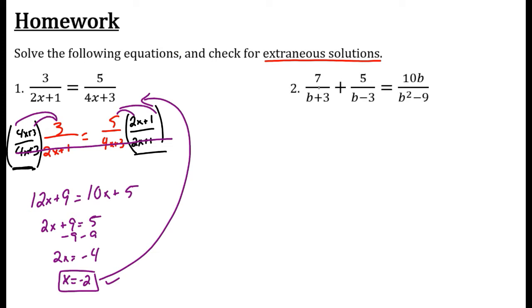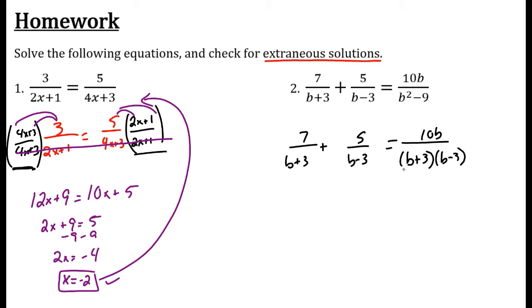Number 2, I have 7 over b plus 3 plus 5 over b minus 3 equals 10b over b squared minus 9. So our goal is to get a common denominator, but the first thing I notice is, wait a minute, that b squared minus 9 is the difference of perfect squares, which helps me out a lot because this denominator only has a b plus 3. This next denominator only has a b minus 3, and this denominator has both factors. So to get my common denominator, I need both factors of b plus 3 and b minus 3.